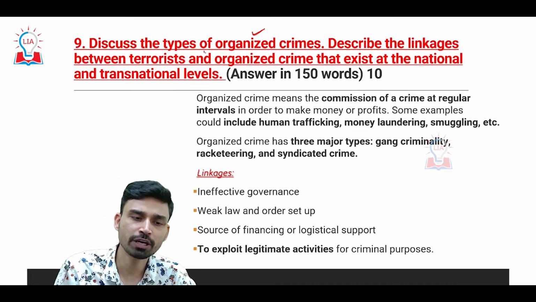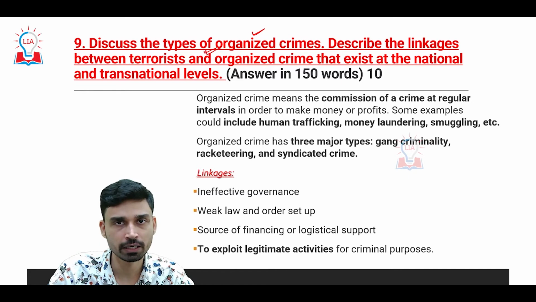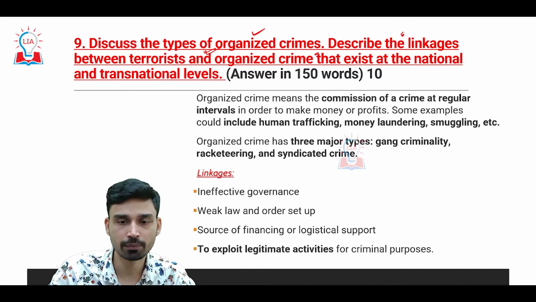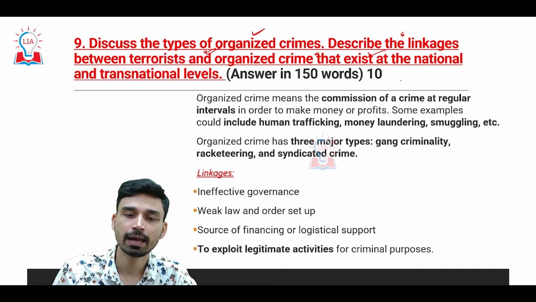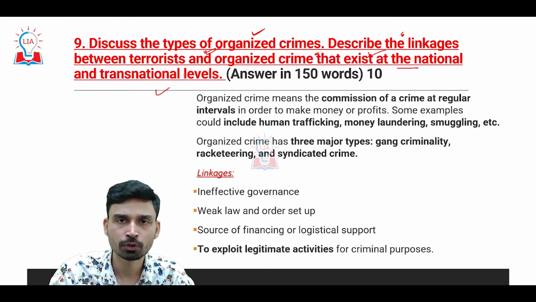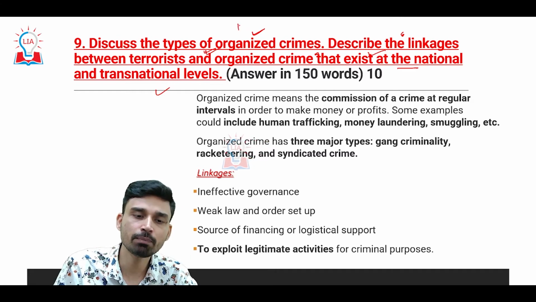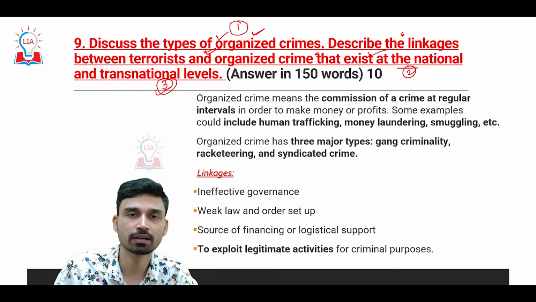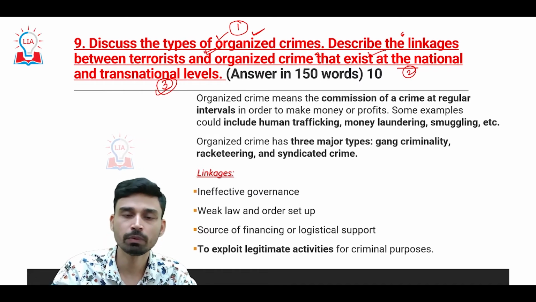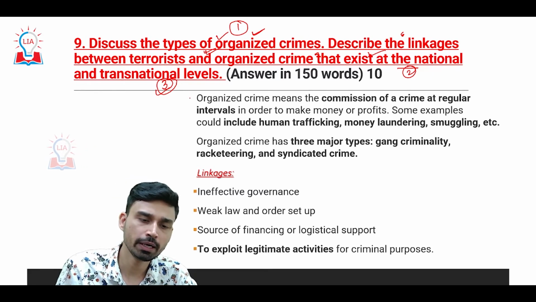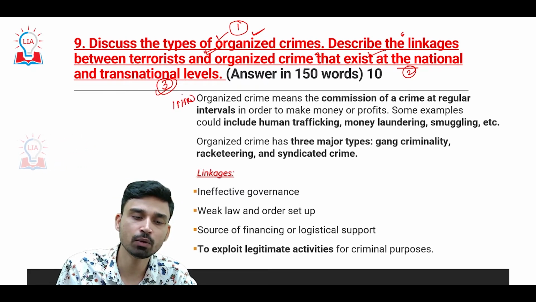So, the question is straightforward. Discuss the types of organized crime, which you have to study in the syllabus, and also it is clearly mentioned in the syllabus: linkages between terrorism and organized crime. So you have to describe how the linkages occur and how it happens both at the national level as well as the international or transnational level. So basically we can see that we have three parts in this particular question. One is to discuss the types of organized crime, second is to describe the linkages at the national level, and third is to describe the linkages at the transnational level. So the structure of your answer should be very similar to how the question has been framed. In the introductory part, simply start by defining what organized crime is.